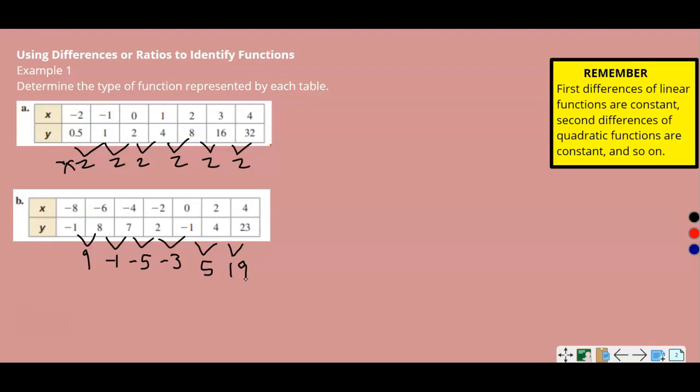All right, so let's check the second differences. That means we've got to look at 9 to -1. From 9 to -1, it's going down 10, so -10.